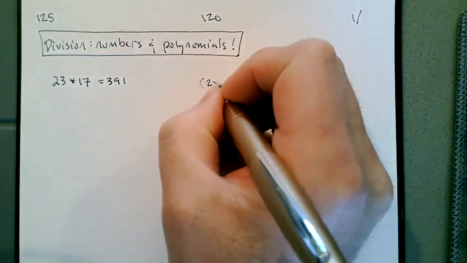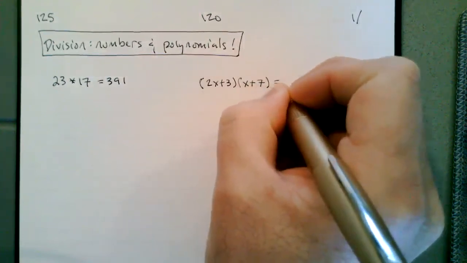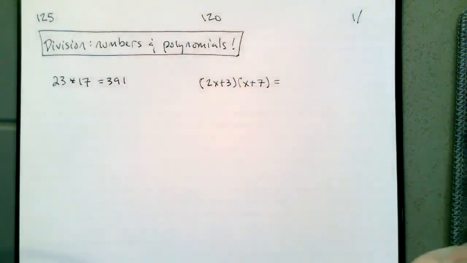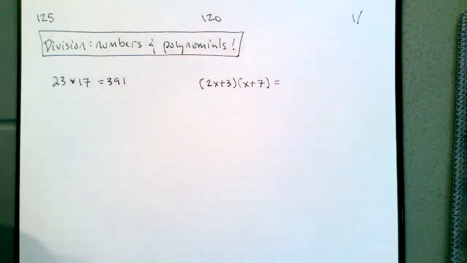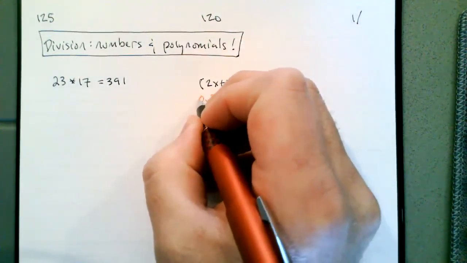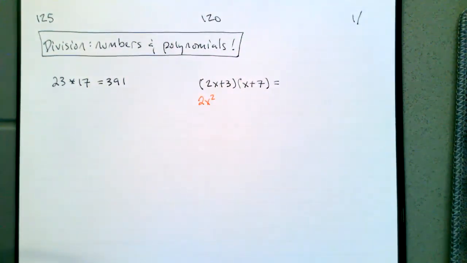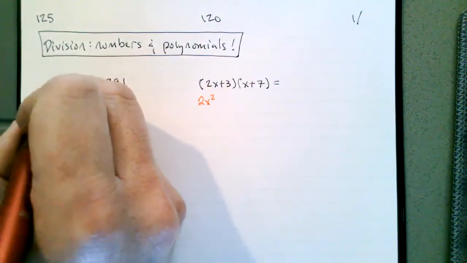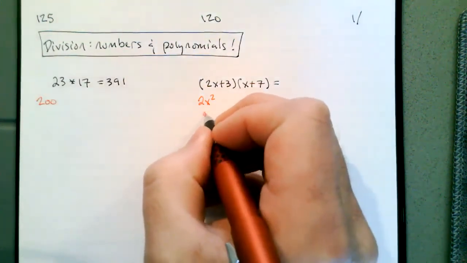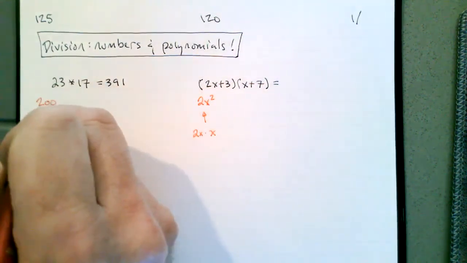if I multiply 2x plus 3 and x plus 7. So just like over with 2x plus 3 and x plus 7, I multiply the 2x times the x. 2x times x is 2x squared. 23 times 17, we can do the same thing. We can take the 20 and multiply by the 10 and get 200. So this 2x squared is 2x times x, where this 200 is the 20 times the 10.